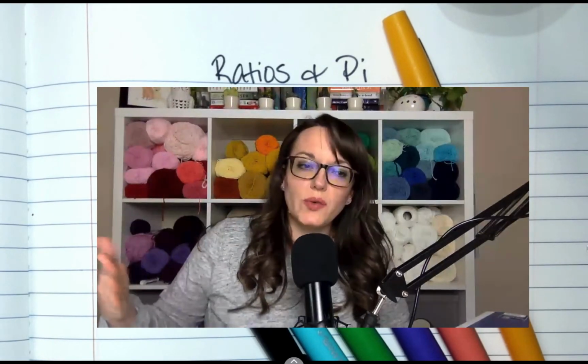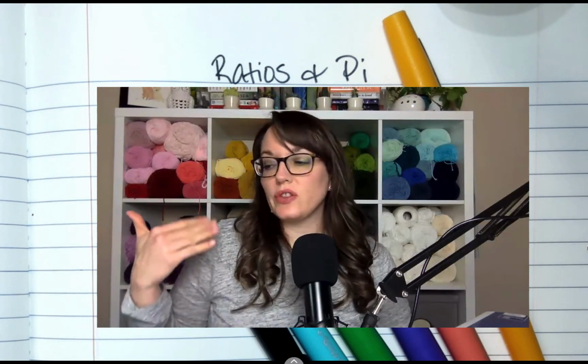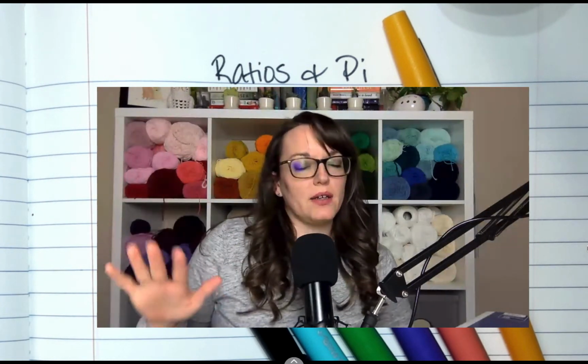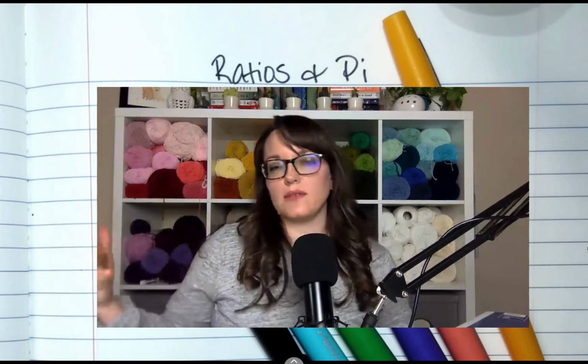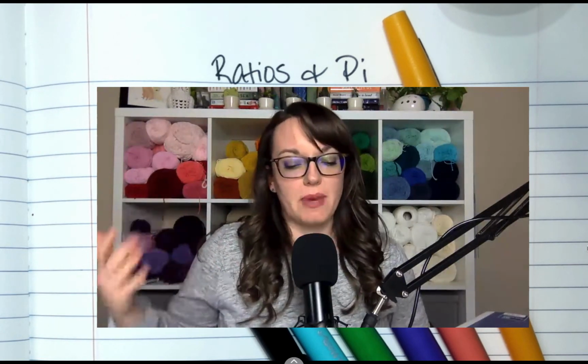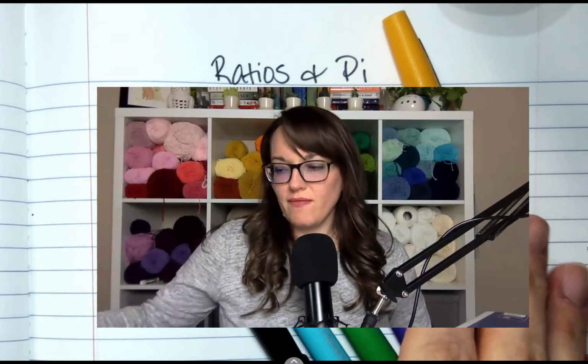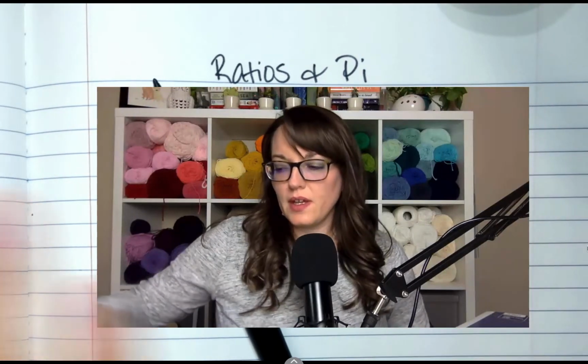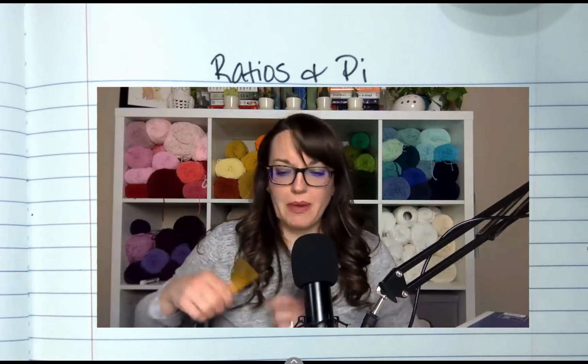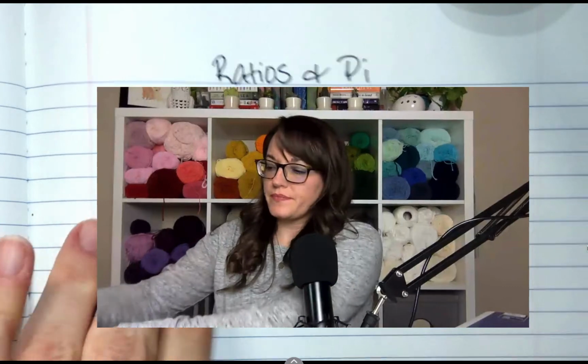We're going to continue our journey through circles and look at pi pretty close today. The title of this lesson is Ratios and Pi. Pi is a very interesting number. If you haven't known before, pi is an irrational number.